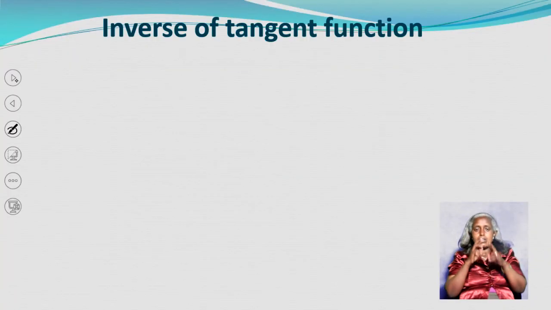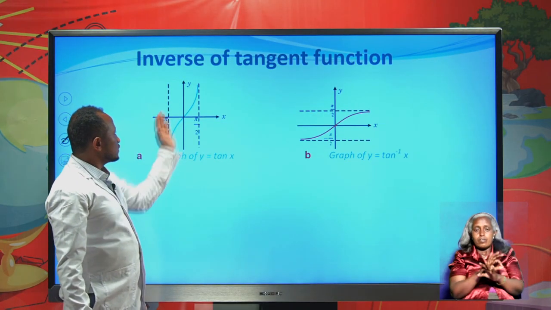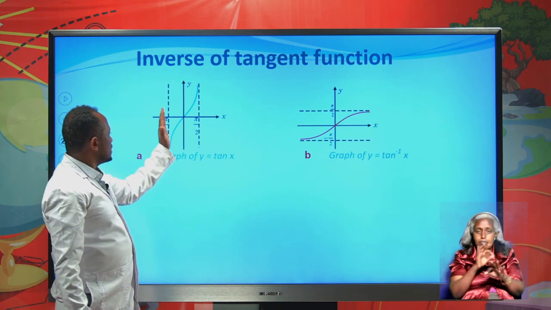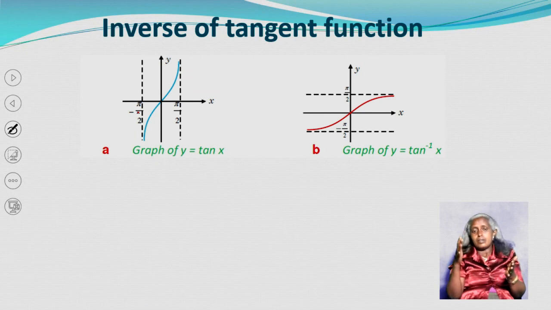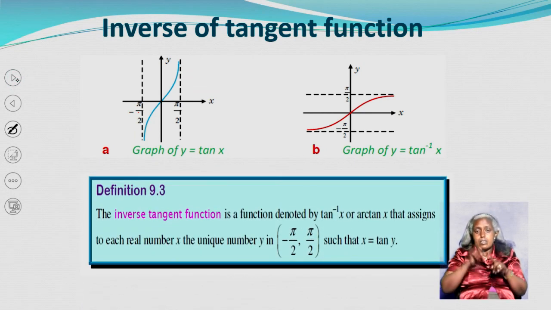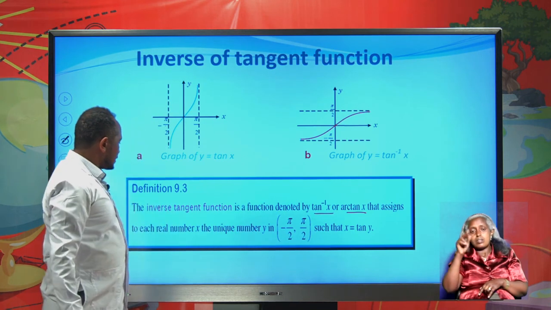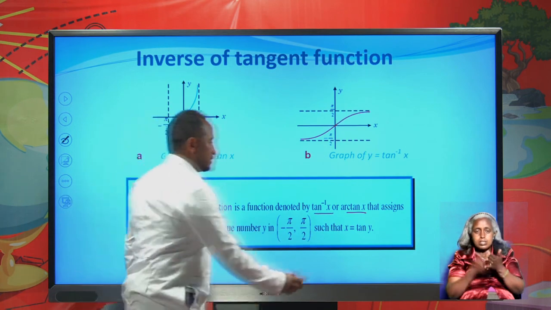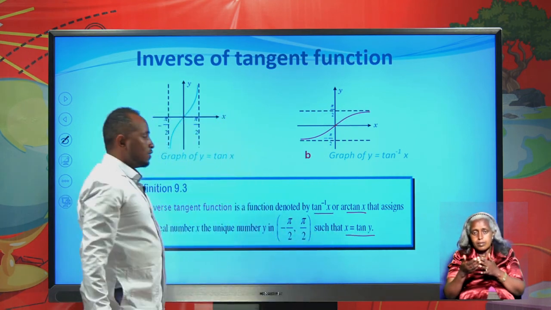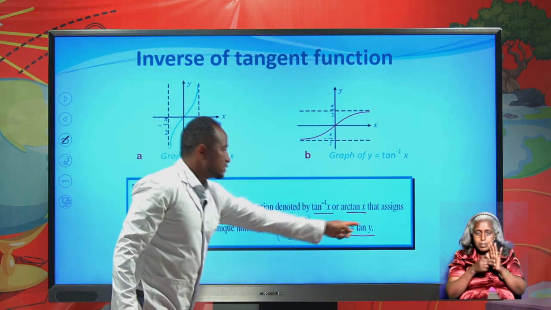Okay, let's see the inverse of tangent function. The inverse of tangent function is defined on the interval negative pi over 2 to pi over 2, and the graph is displayed like this. So let's define it. The inverse of tangent function, denoted by tan inverse of x or arc tan x, assigns to each real number x the unique real number y in this interval such that x is equal to tan y. Tan inverse of x is equal to y means tan y is equal to x.